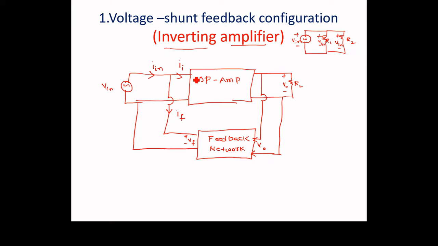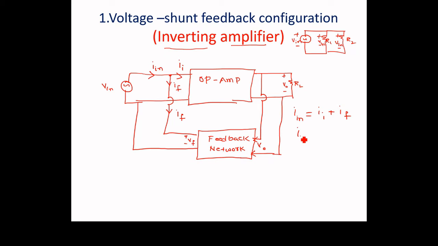Why is it called negative feedback? For example, at this node you apply KCL. At a node we apply KCL, and in a loop we apply KVL. Remember that. At this node, which currents are entering and which are leaving? IN is the only entering current, and II and IF are leaving currents. According to KCL, the sum of the entering currents equals the sum of the leaving currents.